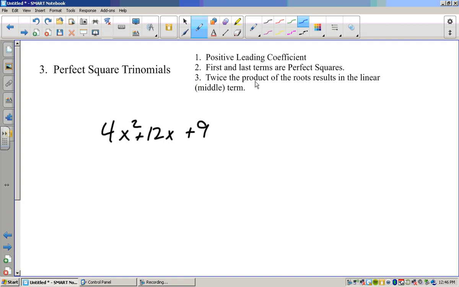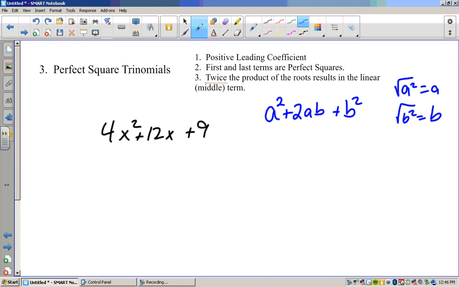And it says twice the product of the roots results in the linear middle term. Linear is the middle term. So what they're saying, if I have a perfect square, say a squared, and I end with a perfect square, b squared, if I take the square root of both of those, the square root of a squared is a, that's the root. The square root of b squared is b. If I take those square roots, and it says twice the product, so plus 2 times their roots, which would be ab. This is, by definition, what perfect square trinomials look like.